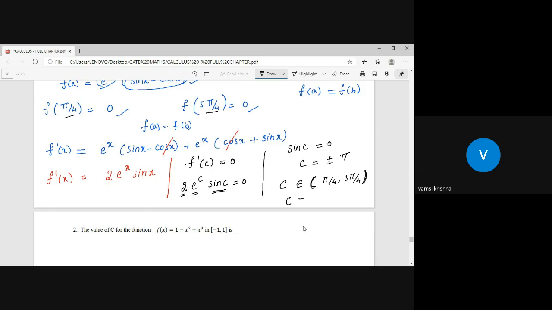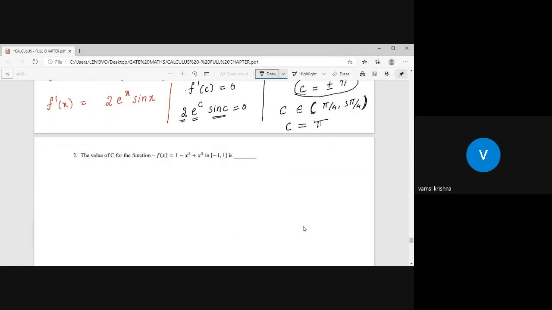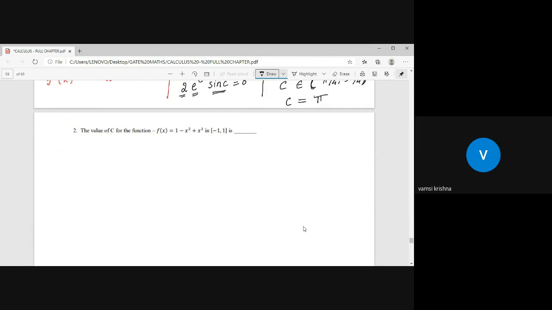Yes, I think no problem. C is equal to plus pi. So plus or minus pi, there are two possibilities, but c must be equal to plus pi because c must belong to the given interval of pi by 4 and 5 pi by 4. Okay, okay. I hope you're understanding these mean value theorems. Now let's see this question.